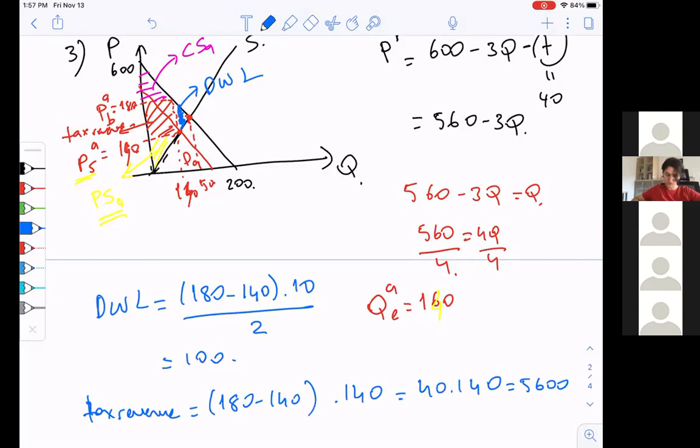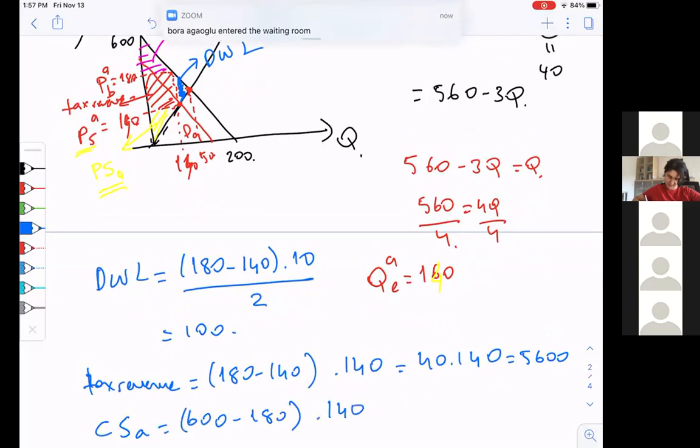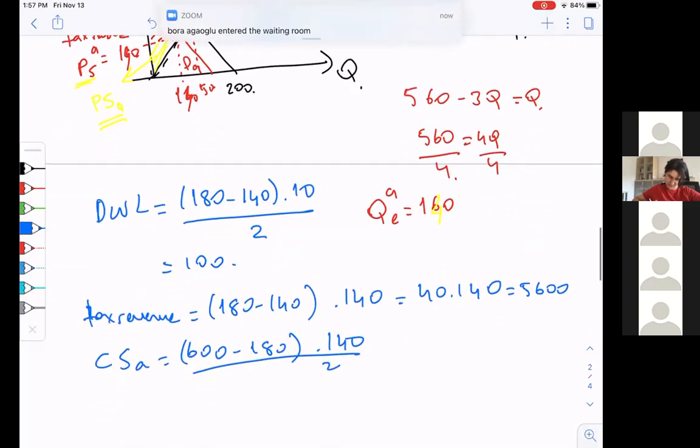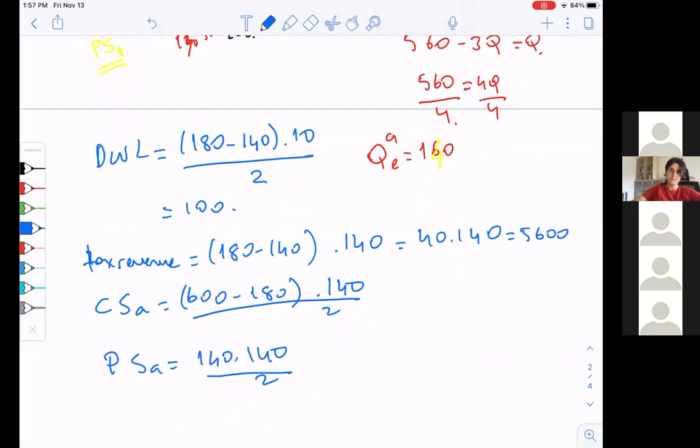Okay, so it's something like this. Any question? You can calculate the consumer surplus and producer surplus. Consumer surplus after the tax is 600 minus 180 times 140 divided by 2. And producer surplus after the tax is 140 times 140 divided by 2. Any question? Do you have any question?